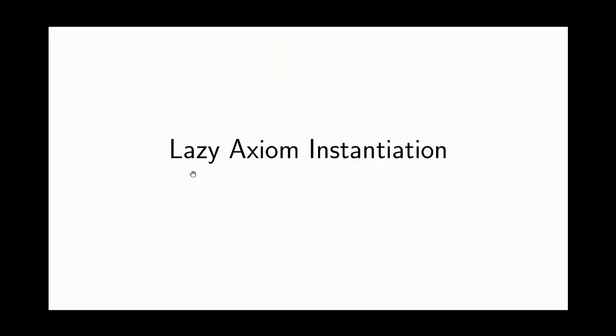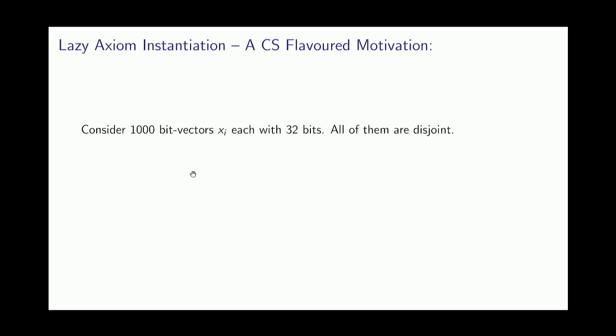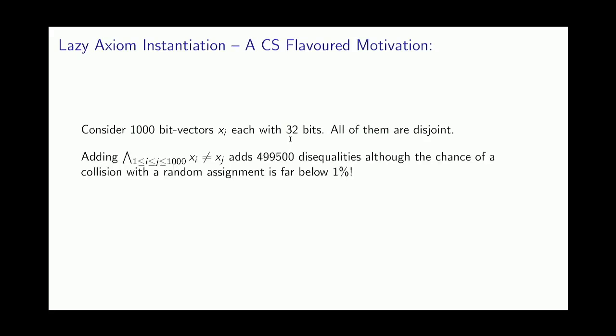As a third use case, I'd like to briefly discuss lazy axiom instantiation, in particular in the Alive2 use case. But I will motivate this first by, again, a CSP-like example. Assuming we have 1000 bit vectors, each of them consisting of 32 bits, and we want all of them to be disjoint, we can just eagerly add this huge conjunction of disequalities, which yields about 500,000 disequalities, just to make sure that all these xi's are pairwise disjoint.